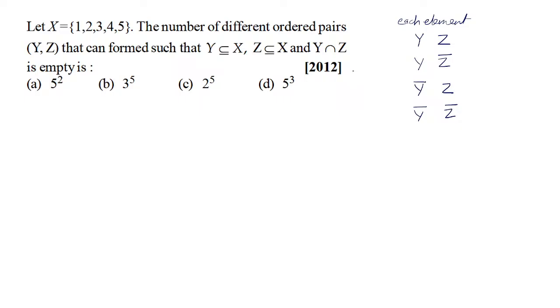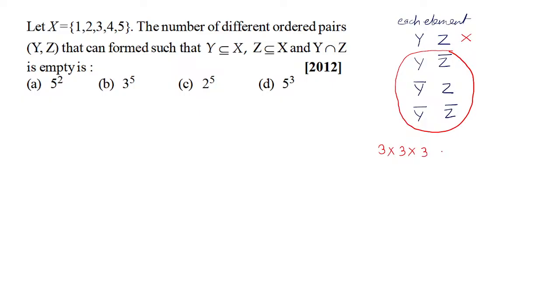Now think about it. The deal is y intersection z is supposed to be empty set. That means there should not be any element common between y and z. That means there shouldn't be any element which goes to both y and z. So all the 5 elements are left with these 3 options only. Either they go to Y but not Z, or they go to Z but not Y, or they are not part of Y or Z both. So each of the 5 elements of the set X would have these 3 options only.